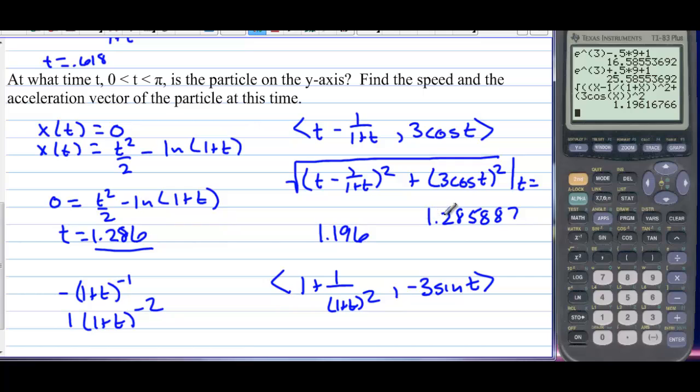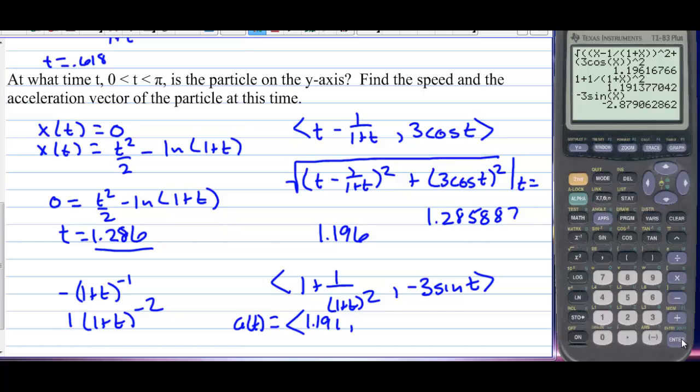And we'll evaluate that when x is 1.285887. Now my calculator is still holding that 1.286 in it. I should be able to just type on the calculator 1 plus 1 divided by 1 plus x squared, and it should give me an answer, which is 0.191. This is the acceleration vector now when t is this value. Then we need negative 3 sine of t, or x in this case. Negative 2.879.